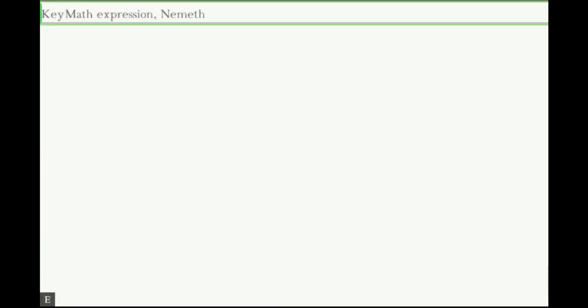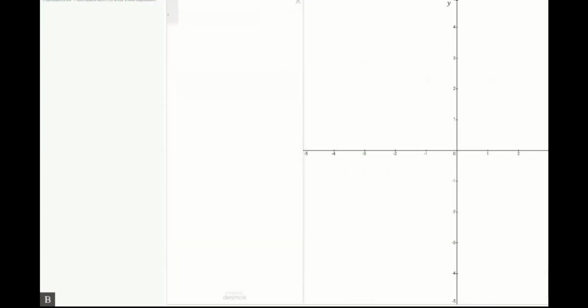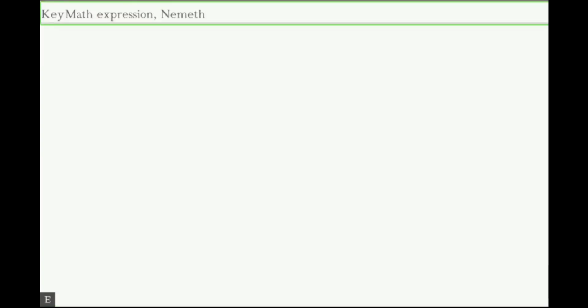KeyMath. Expressions list. Press space with N to enter a new expression. KeyMath expression, name of edit box. And it says for me to type in an expression.